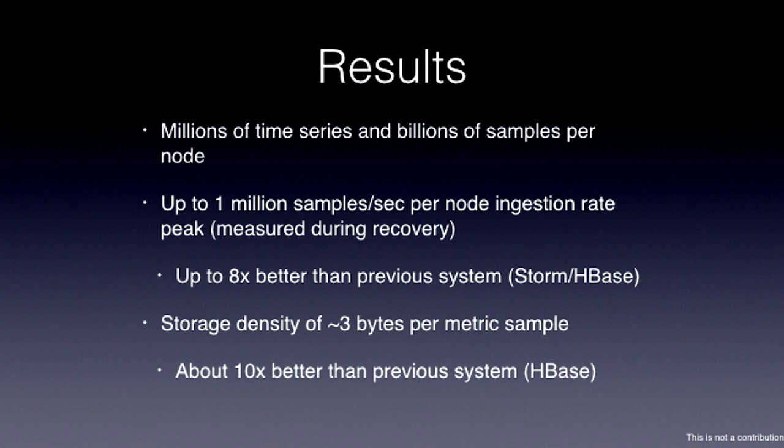And we can achieve storage densities which are fairly good for the amount of data, I would say around 3 bytes. This varies a lot, really, depending on exactly what the data is like. But, you know, like a couple bytes per metric sample, which is a lot better compressed than raw data. And because you're storing everything as a column, it lets you use a lot less space.